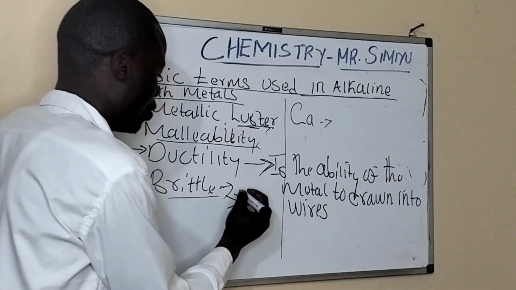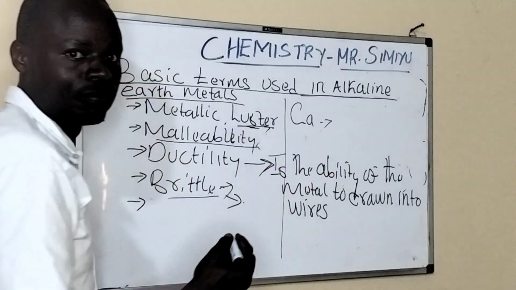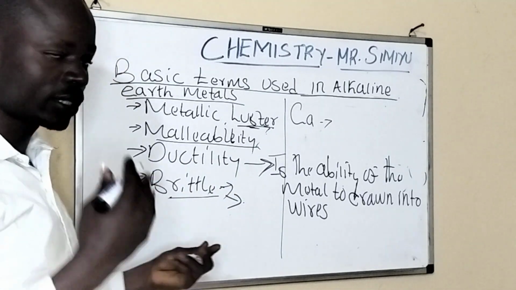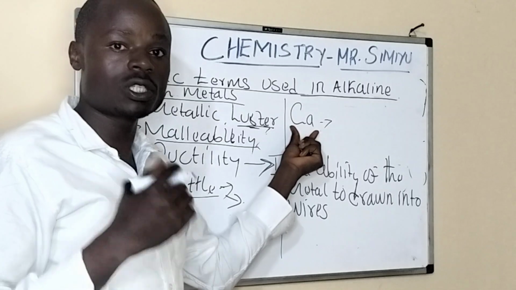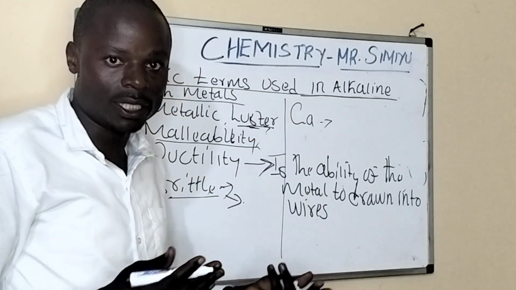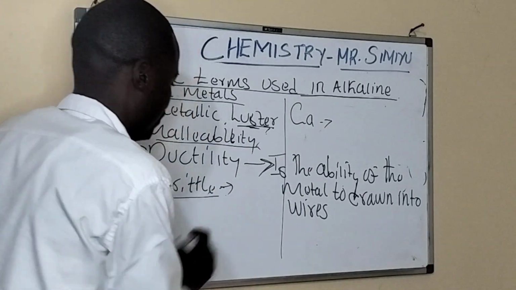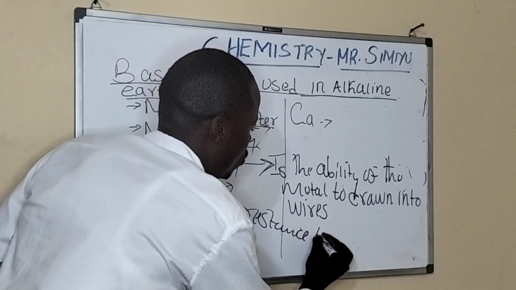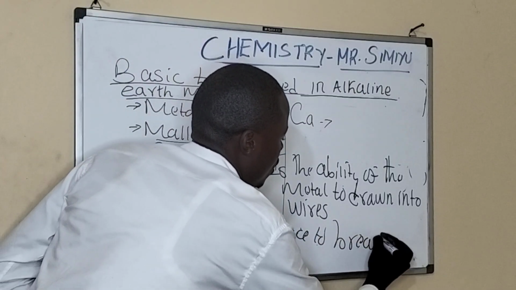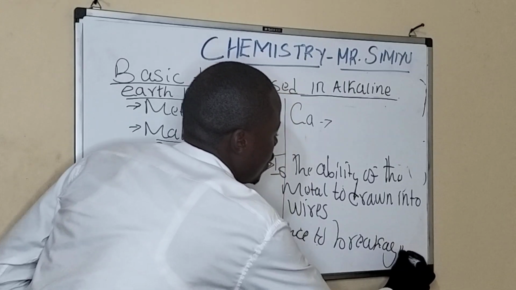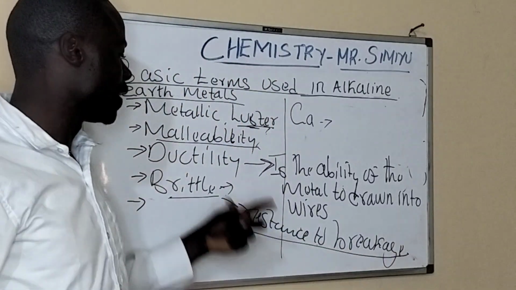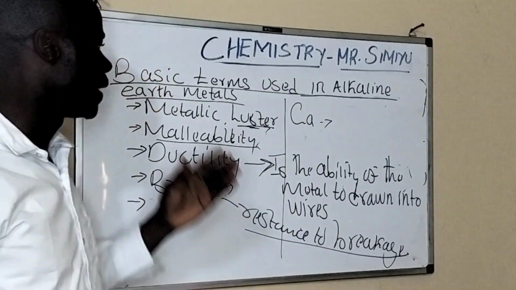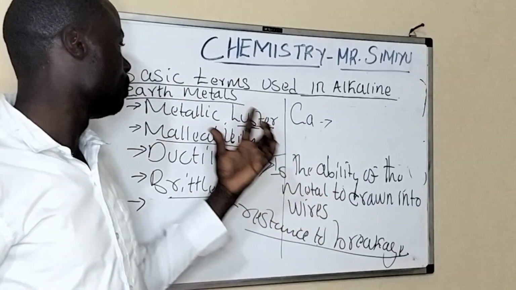So we find that it's only calcium that is brittle. We also say that due to the arrangement of those particles, they show resistance to breakage. So they resist to break, which shows that the metal is brittle. So these are the terms you need to learn and revise about.